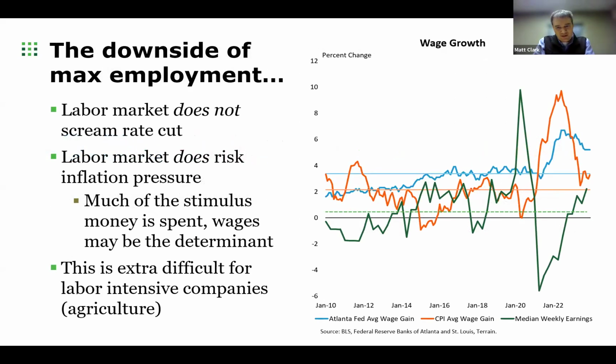The downside to that, if there is one, is that maximum employment typically leads to wage inflation. There's a lot of different ways to think about wage inflation, and for the general economy, that's generally an okay thing, but it can spill over into general inflation. And in some ways, we've seen that.